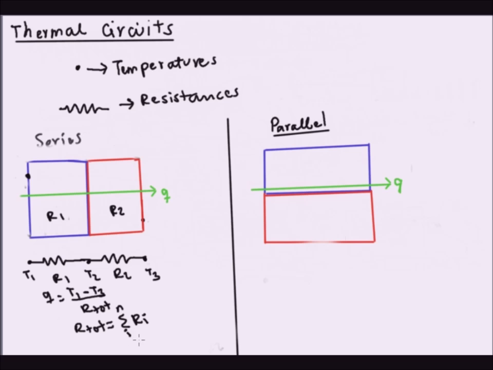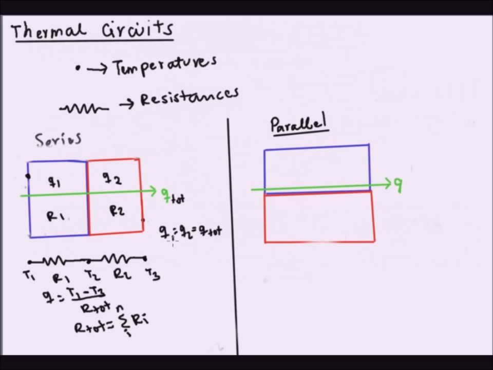Okay? And this derivation you will go over in class, but it's pretty simple. You just have to know that the heat rate will be constant. So if we were to label the heat rate flowing through this first material as Q1 and the heat rate flowing through the second material as Q2, and then the total heat rate as Q total, we can say that Q1 equals Q2 equals Q total.